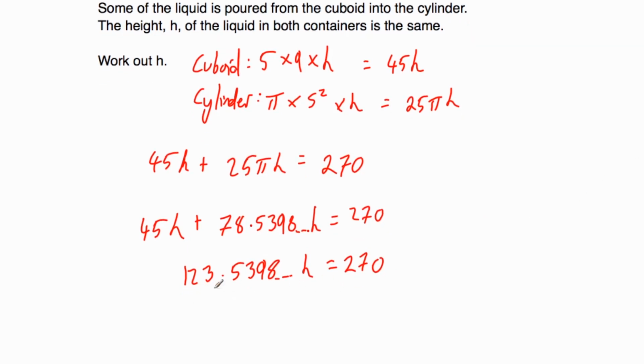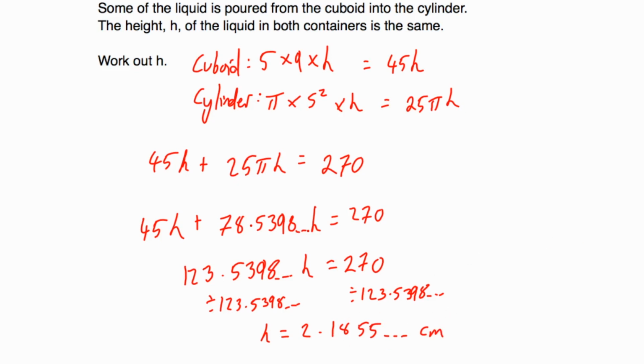So if we divide both sides of this equation by 123.5398 and so on, we'll get our value for h. We're dividing by that, so we're not timesing about, so we'll just be left with h. And on the right hand side of our equation, 270 divided by answer is equal to 2.1855 and so on centimeters.